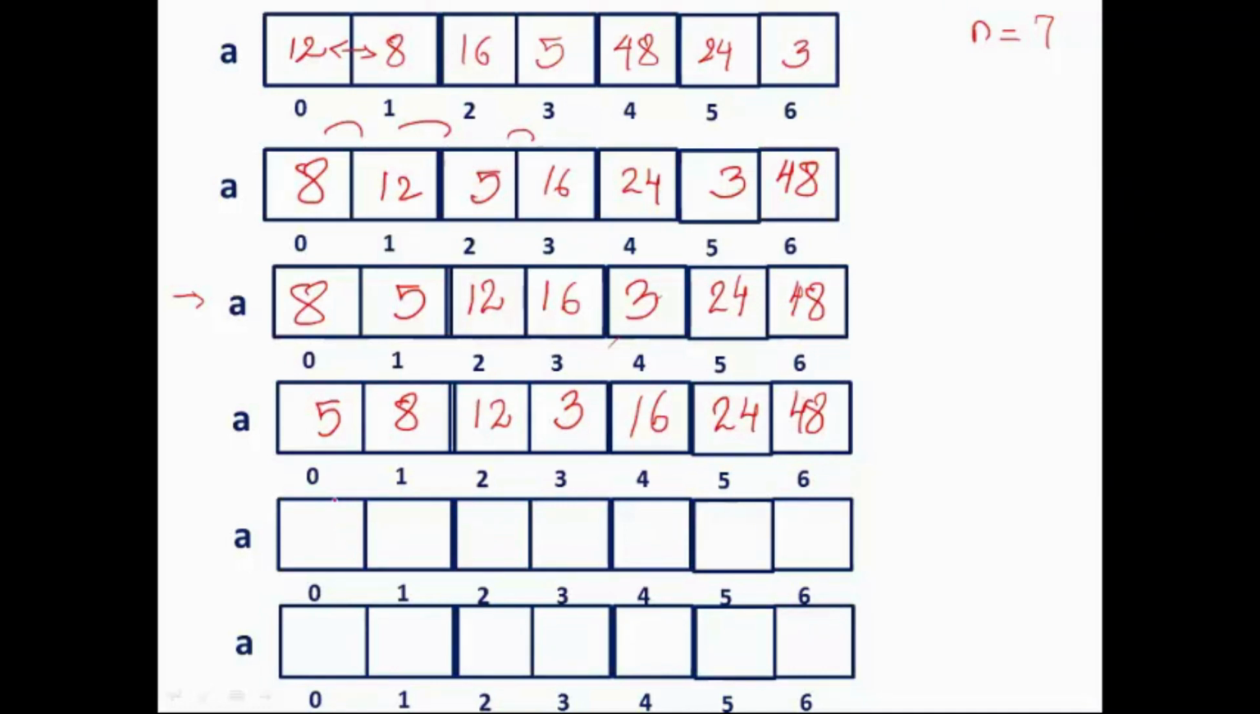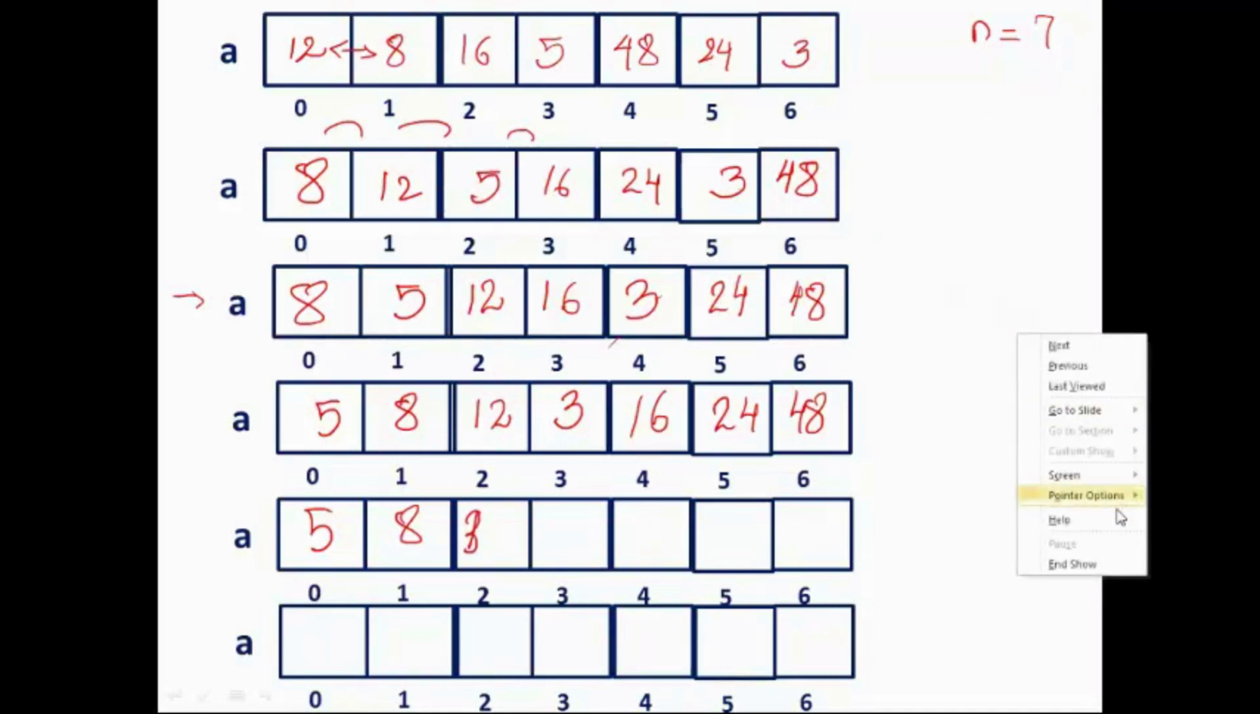Now I'll go over here. 5 and 8. The sequence is proper. 8 and 12. The sequence is proper. 12 and 3. 3 should come before 12. So this is improper. So swap. 3 इधर जाएगा.